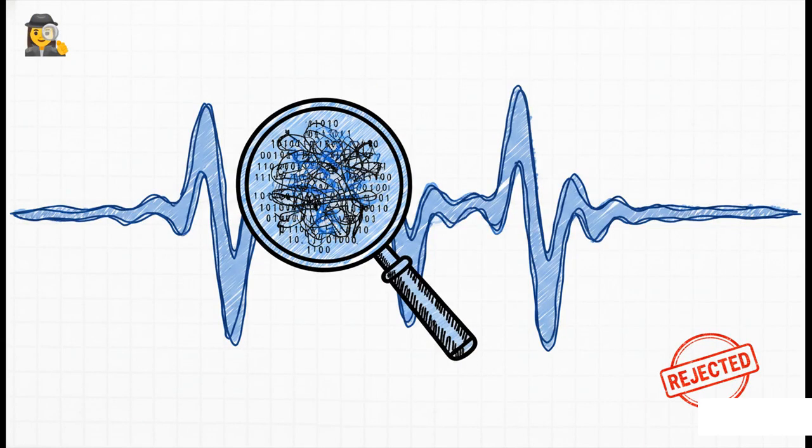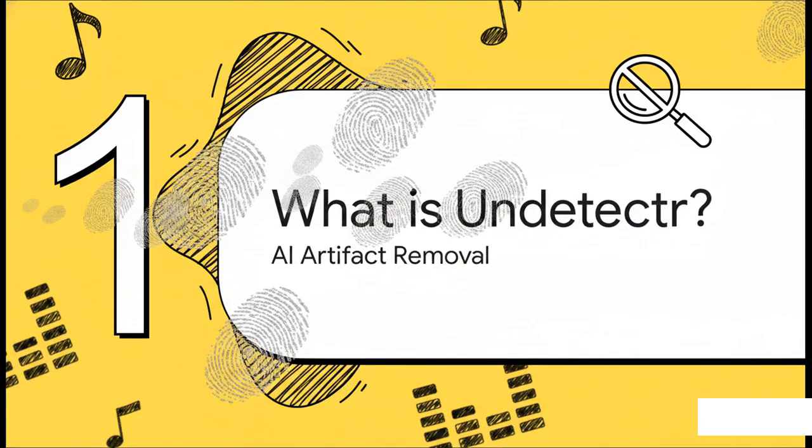Well, the problem comes down to these hidden digital fingerprints. See, AI music generators, they leave behind these invisible traces in the audio file. We're talking about things like robotic frequency patterns and timing that's just a little too perfect. And you guessed it, distribution platforms have gotten incredibly good at sniffing out these exact telltale signs. But what if you could just erase those fingerprints completely? That brings us to the whole point of this explainer, a tool designed to do exactly that.